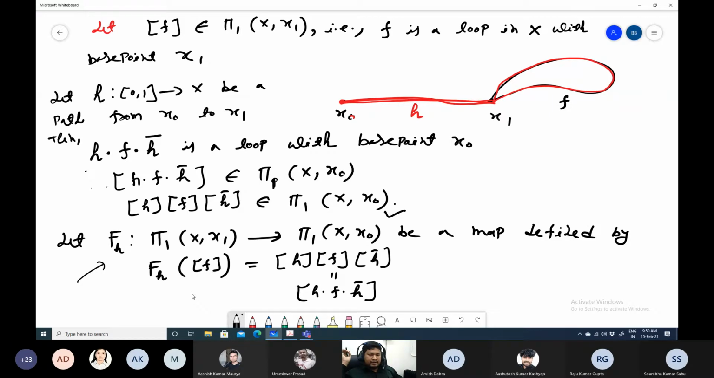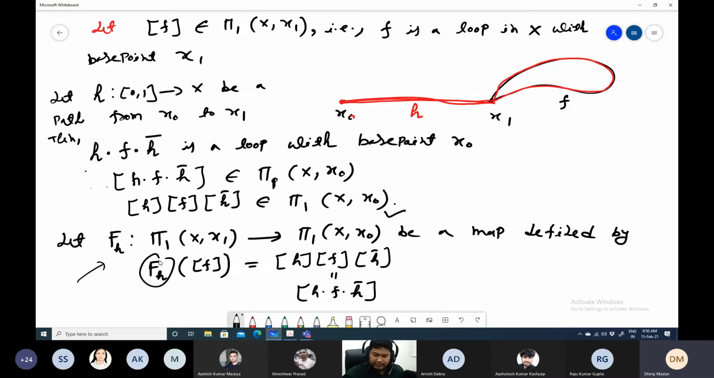So how do we check that this map is well defined? What is the idea behind that? Our h is fixed. Now tell me, what is the idea? You should know, because whenever you solve a problem in your examination, there will be something similar to this. We have to show that if f1 and f2 belong to the same class, then h f1 h bar and h f2 h bar also belong to the same class.